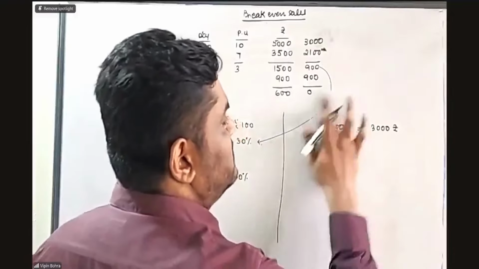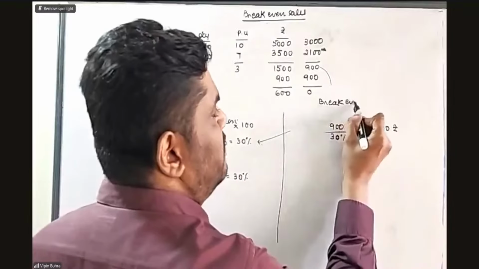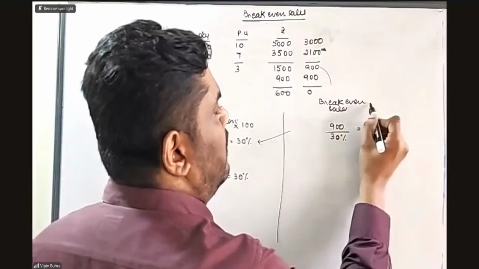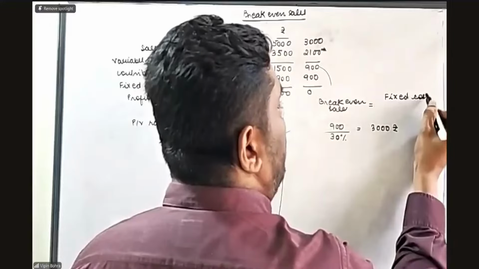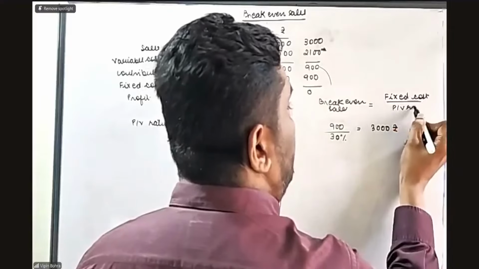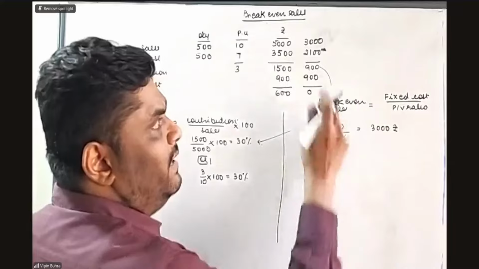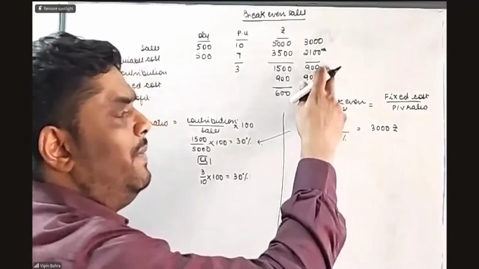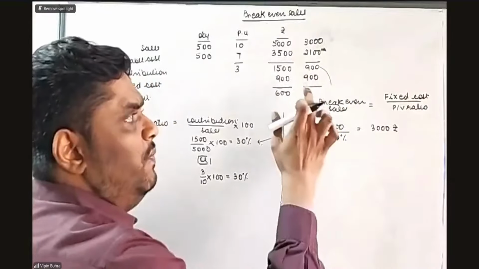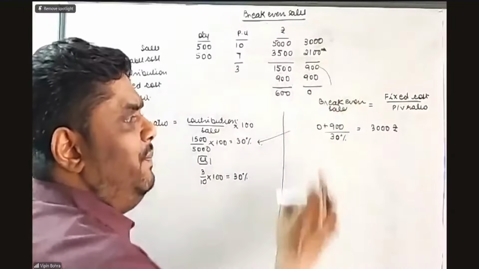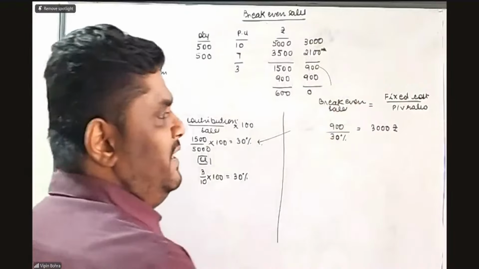My break-even sales. So when talking about break-even sales, we can write the formula also for your reference. That is fixed cost divided by PV ratio. So herein 0 plus 900 divided by 30%. This is how I got contribution. How come I got this contribution? 0 plus 900 divided by 30%. So profit is 0 plus fixed cost divided by PV ratio. So better ignore writing 0. So straight away fixed cost divided by PV ratio.